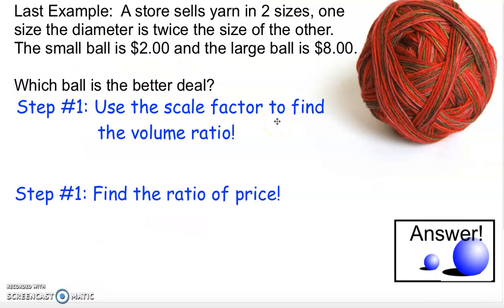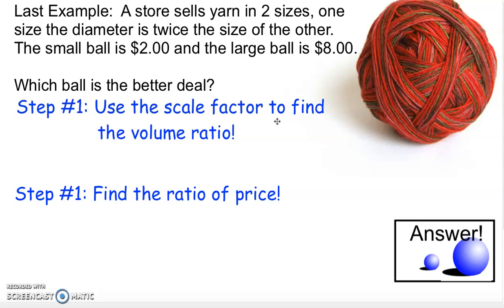All right, last example. So a store sells yarn in two sizes. One, the diameter is twice the other one. So if the small ball is $2 and the large ball is $8, which one's the better deal? So you'd be like, well, wait a second, the diameter is twice the size, so the small ball should be $2 and the big ball should be $4. So clearly the small ball is the better deal.